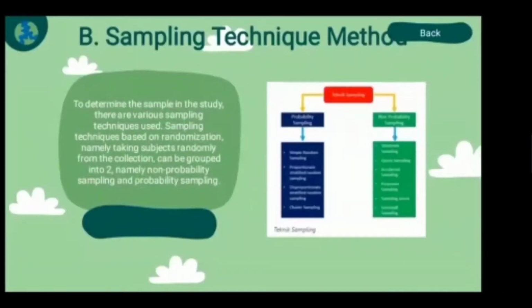Sampling technique methods. To determine the sample in a study, there are various sampling techniques used. Sampling techniques based on randomization, namely taking subjects randomly from the collection, can be grouped into two, namely non-probability sampling and probability sampling.